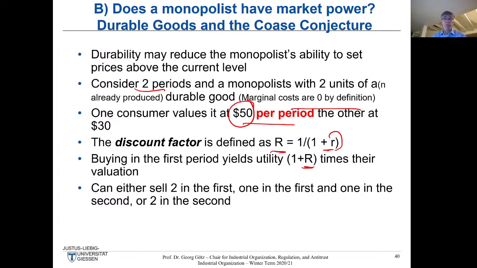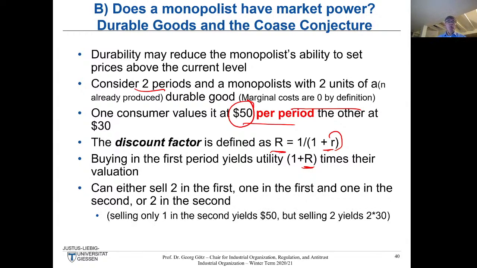You can sell 1 unit in the first period. Of course, you would sell it in the first period to the high value consumer and in the second period to the low value consumers. And you can sell 2 units in the second period. Due to these assumptions, you will always sell 2 units in the second period.